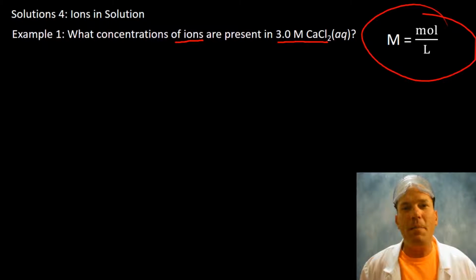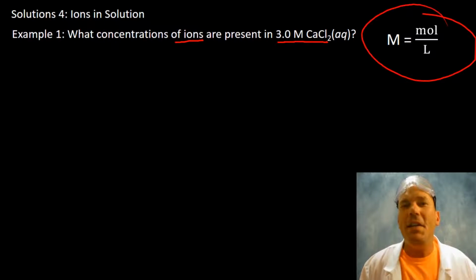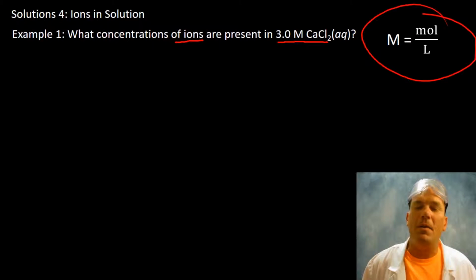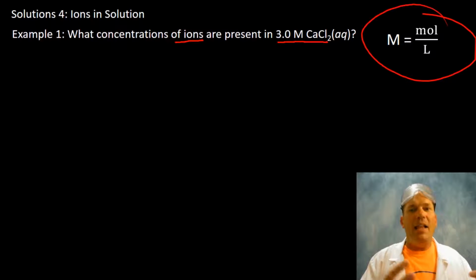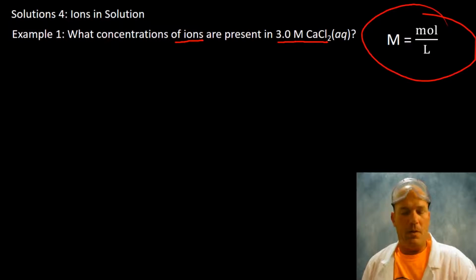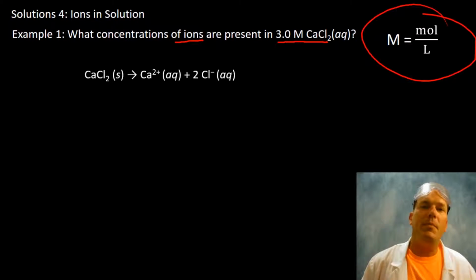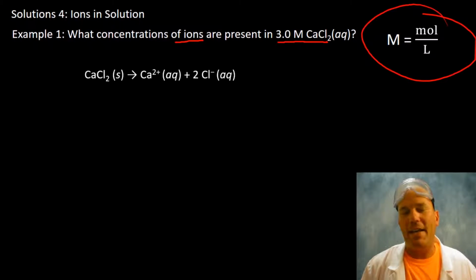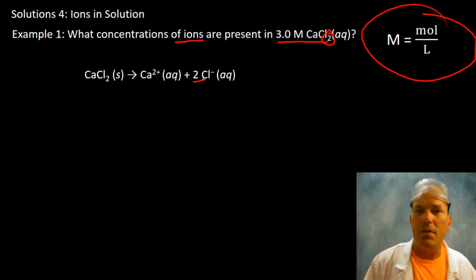Now I want you to think about this before you run off and grab your calculator. You don't even need a calculator for this problem. But I do want you to write the dissociation equation at this time. So solid calcium chloride dissociates into the calcium cation and the chloride anion. And notice that, again, this subscript 2 has become a coefficient in the dissociation equation.